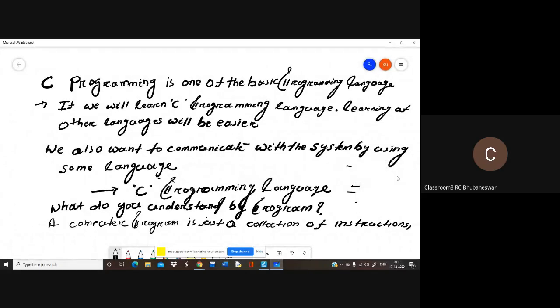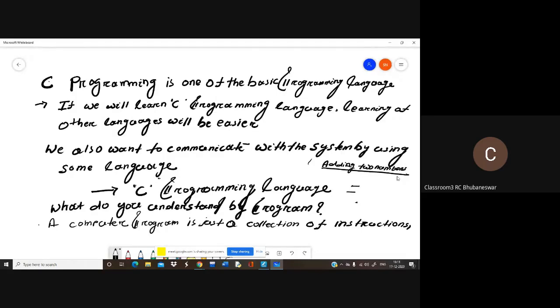Suppose I am giving you a small instruction of adding two numbers. A small program, adding two numbers. How will we do this?